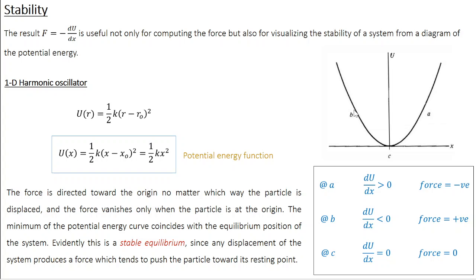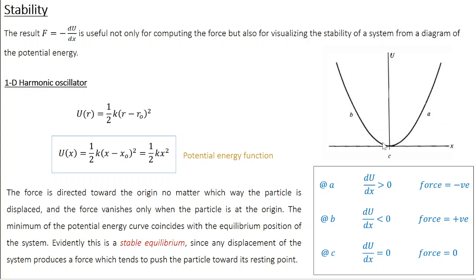In the same way at point B, you can see that the slope is negative, dU/dx is less than 0. Consequently, the force is positive. So if you have a particle on the minus x side, then the force will act in such a way that it tends to move the particle in the plus x direction, in the opposite direction. And at C, this is the minimum point. We know that at the minimum of a graph, the slope is 0. So dU/dx is 0. Consequently, the force is also 0. So no force acts on the particle at this point, and that's why this is the equilibrium position.